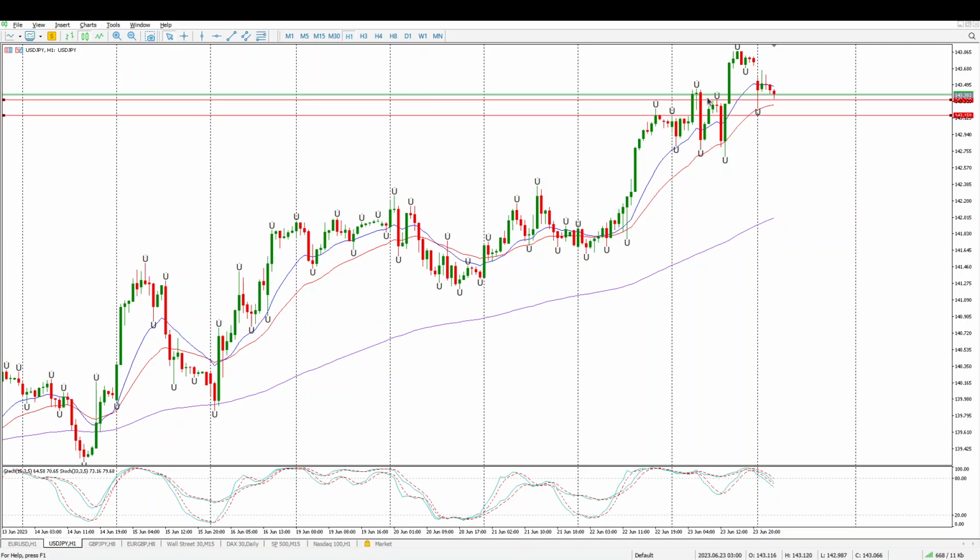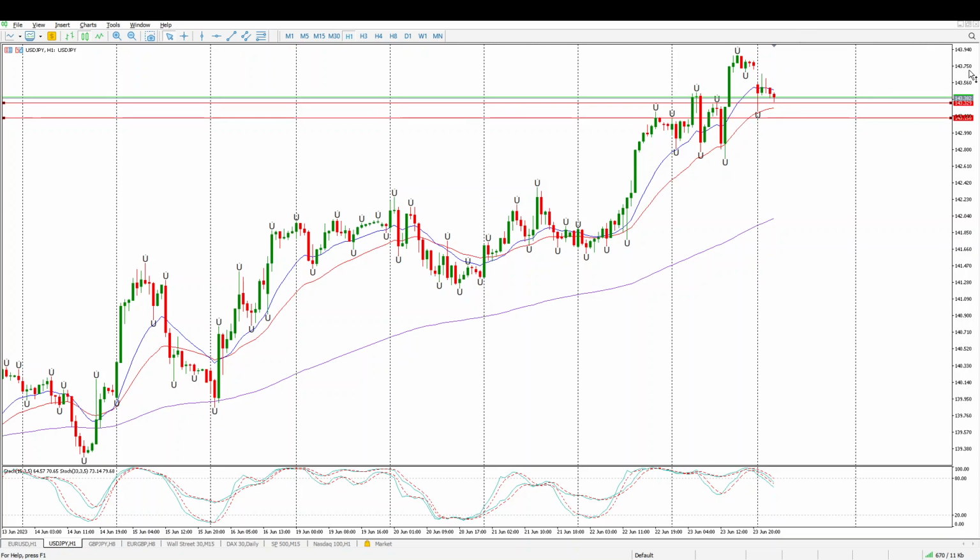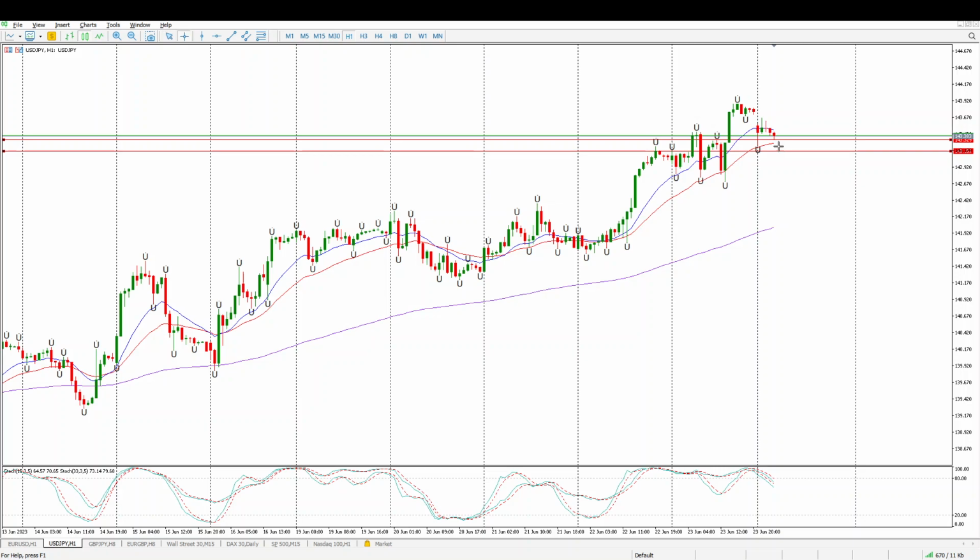So there are 3 levels here. There's the first one, there's one in the middle, and one here. So you're looking for solid price action off 143.329 and 143.158. Somewhere inside here you're looking for inside bars, pin bars, or engulfing bars, and that would indicate a continuation to the upside, which is probably the better bet, to be honest.